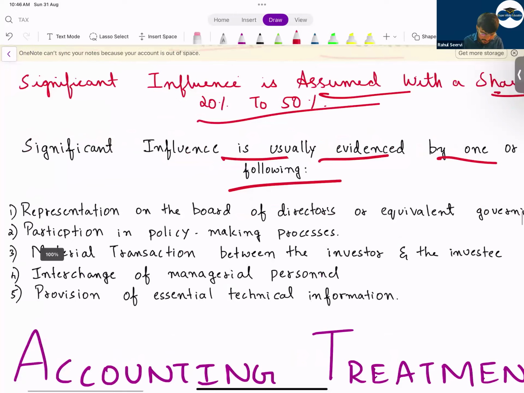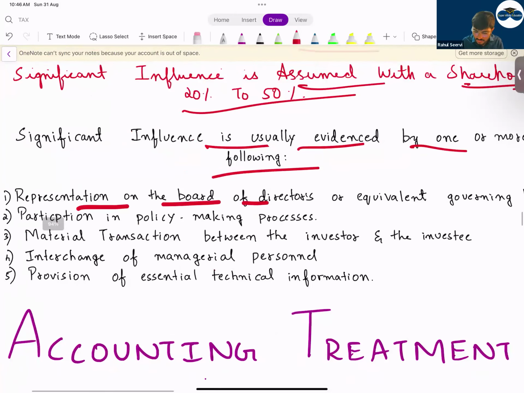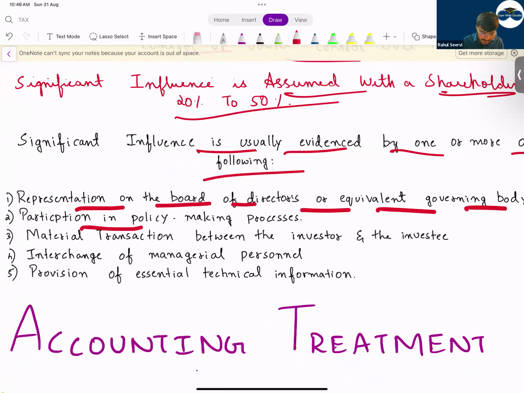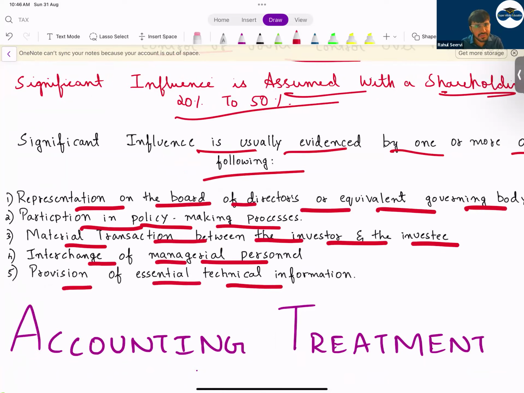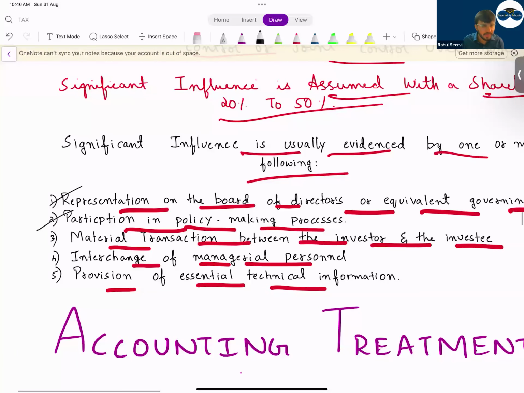Now, significant influence is usually evidenced by one or more of the following. Representation on the board of directors or equivalent governing body, participation in the policy making process, material transactions between the investor and investee, interchange of managerial personnel, meaning we are changing the management, provision of essential technical information, some technical information I'm providing. In your exam, this will not be tested in detail. The question could be regarding the first point and the second point.